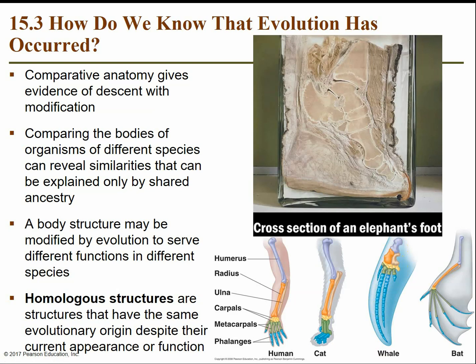to make that wide paddle structure. Same thing with bats. Right? So humerus, radius, ulna, carpals, metacarpals, phalanges. But again, their structure has been molded for the function of flight.